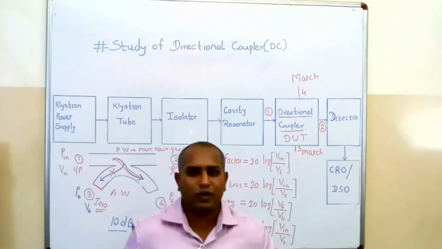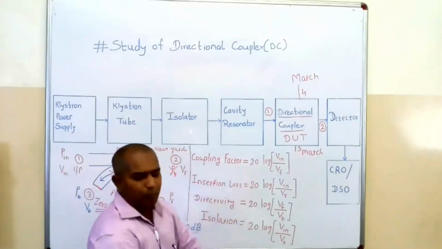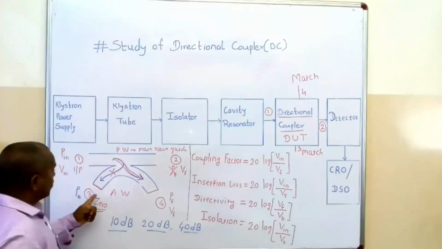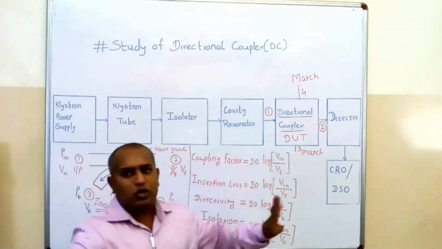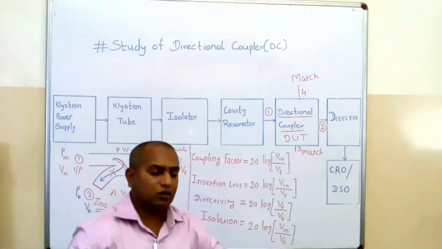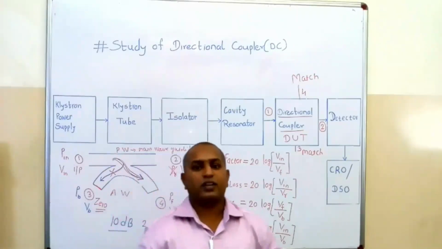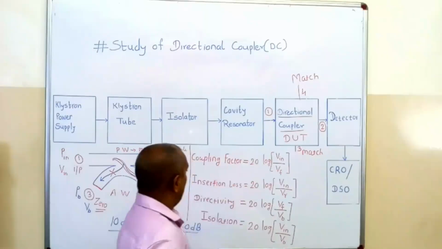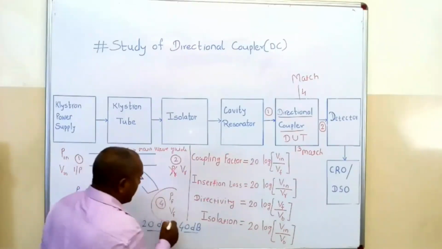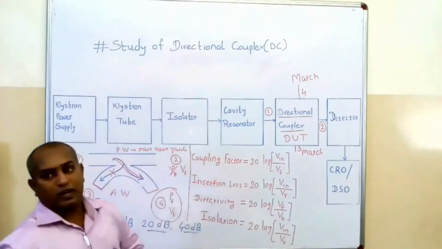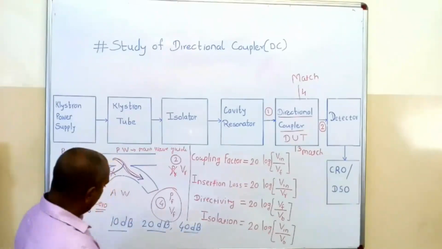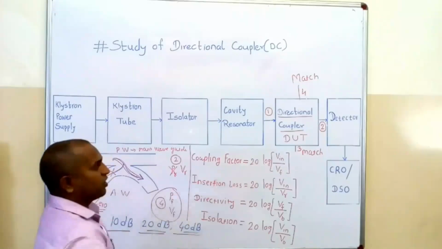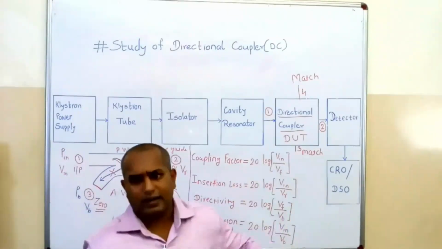Very low. It should not happen. Isolation should be perfect, meaning port 1 and port 3 should be isolated. That means your directional coupler is a good directional coupler. And according to this power, we can identify which type of directional coupler we have: a 10 dB directional coupler, a 20 dB directional coupler, a 40 dB directional coupler, or else.